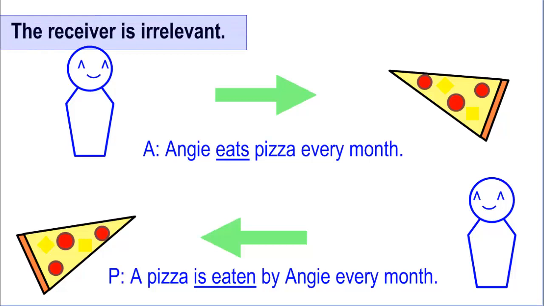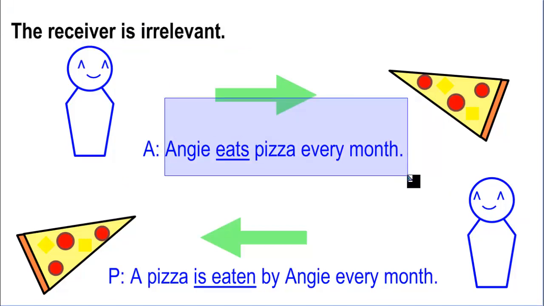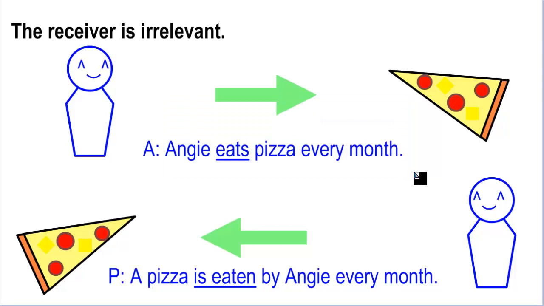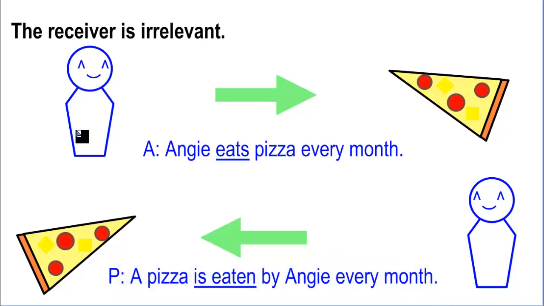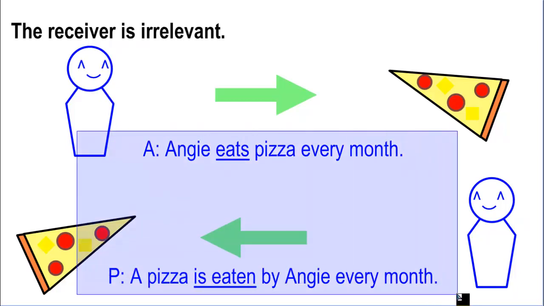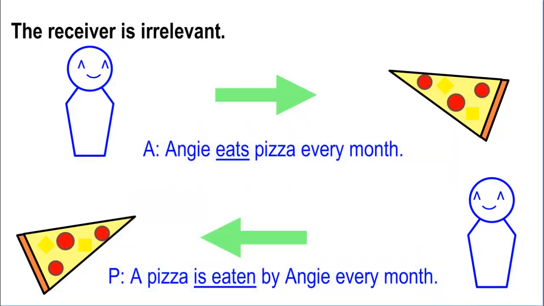Okay, if the receiver is irrelevant, I could say in active voice, Angie eats pizza every month. That's okay. And I can use passive voice. I could say, a pizza is eaten by Angie every month. So technically the two sentences are okay. The grammar is perfect in both cases. But a pizza is usually not very relevant.